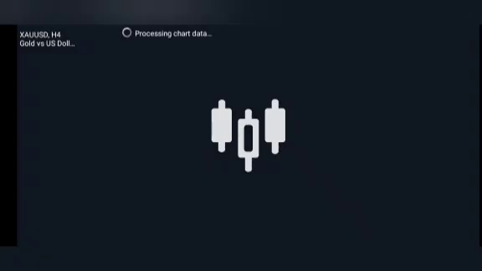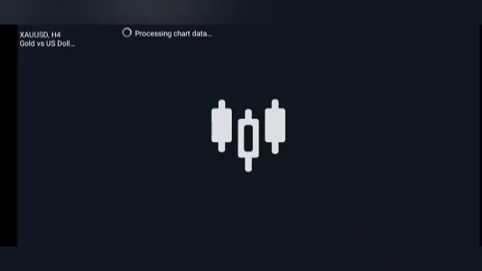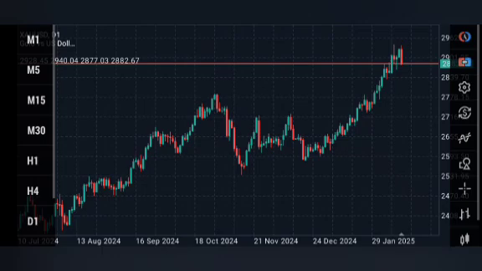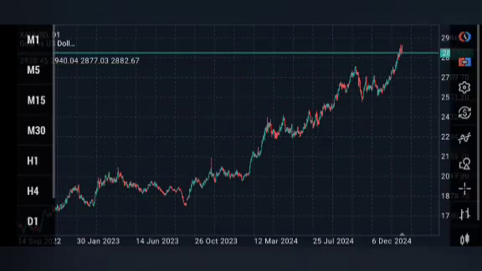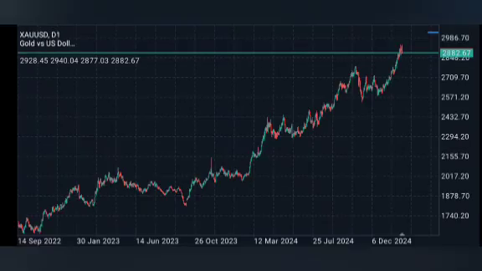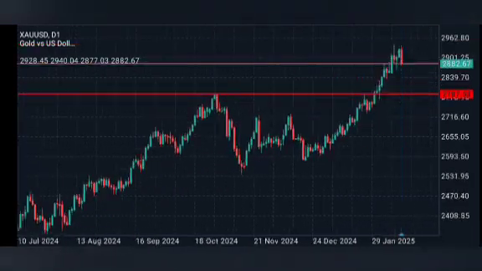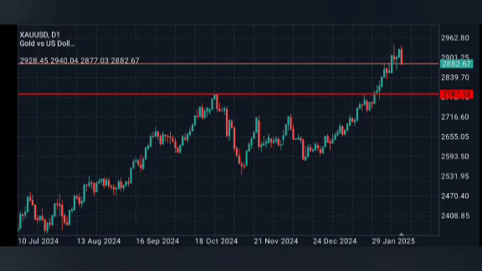Gold. Daily time frame. Okay, so you zoom out as always and look for the areas of importance on the market. I say this: if it's not obvious, it's not there. That's the number one rule. If it's not obvious, it's not there. So it has to be obvious. It has to be pointing at you. It has to be very, very obvious.